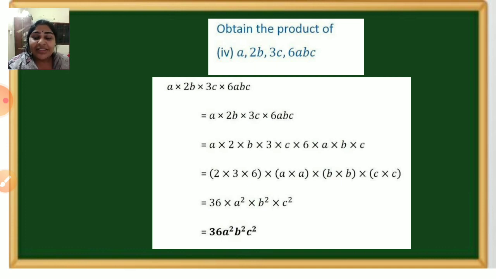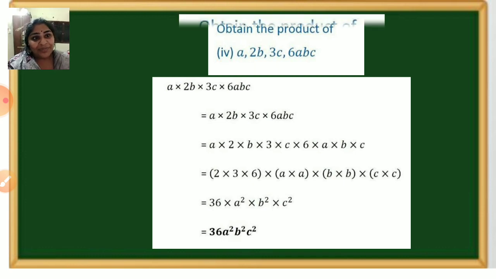Multiplication of monomials. Many sums we have solved, children. Now at least the concept should be very much clear, and the remaining sums you can try by your own. Still I am going to show it. First you can solve and then you can check the answers. Unless and until you solve by your own, children, you are not able to get it. Okay, so try to solve it by your own.